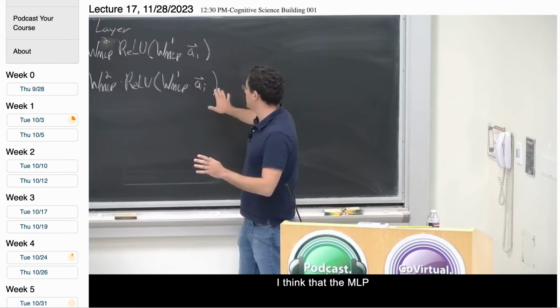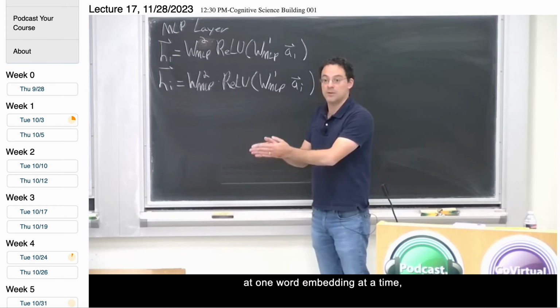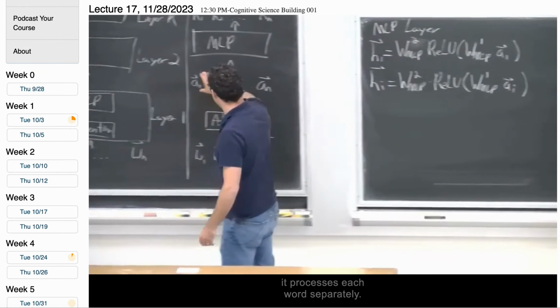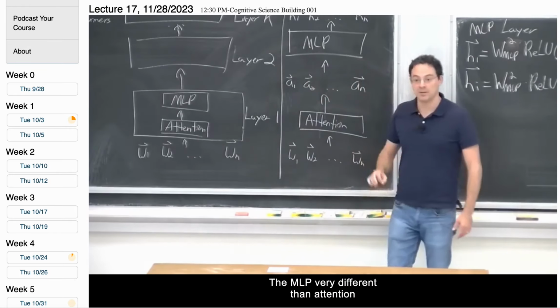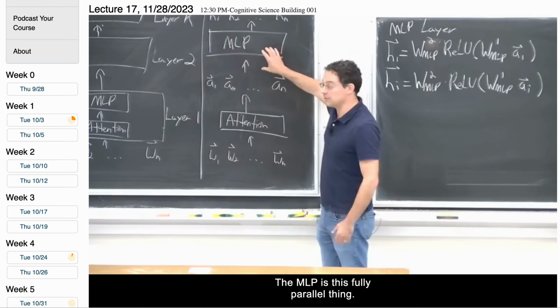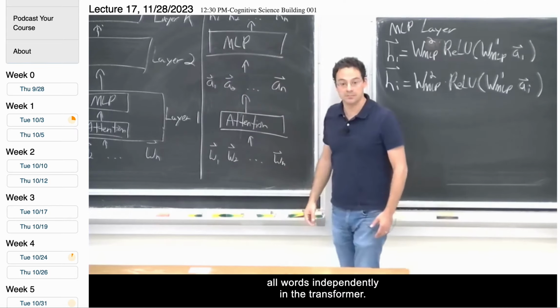I think just that the MLP is a function that only looks at one word embedding at a time, that one word representation at a time. So rather than mixing together all the word representations, it processes each word separately. Very different than attention, which processes all the words together. So the MLP is this fully parallel thing. It says apply exactly the same function to all words independently.